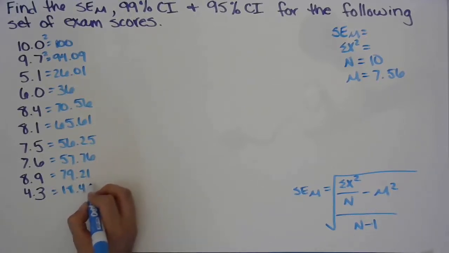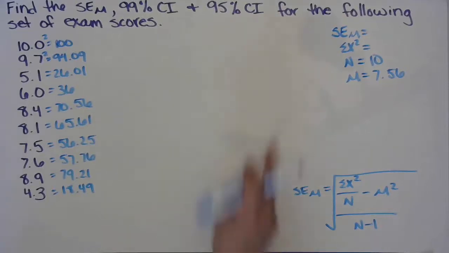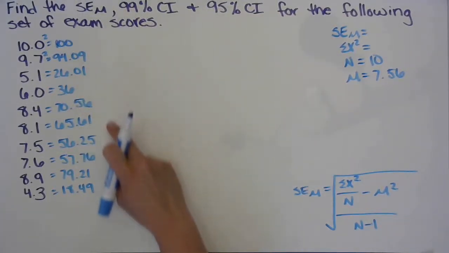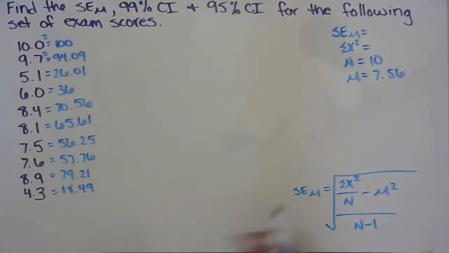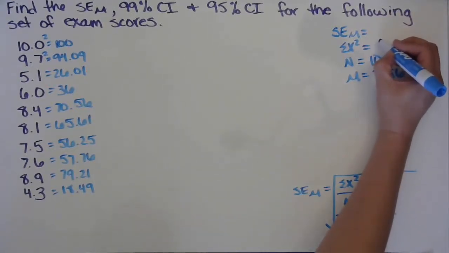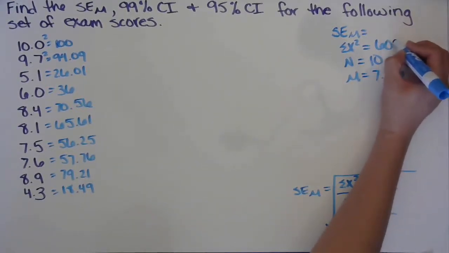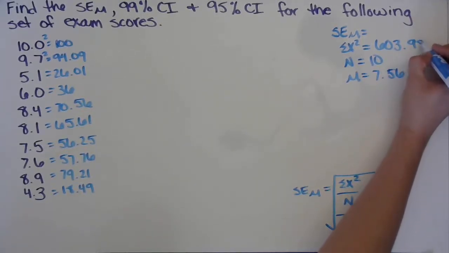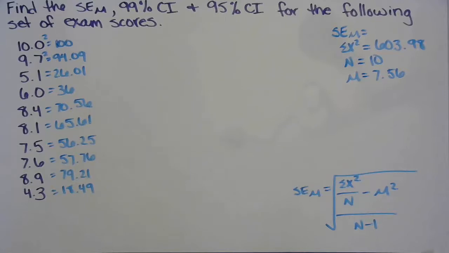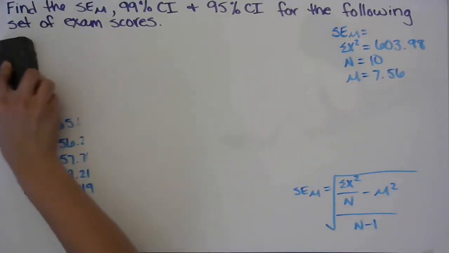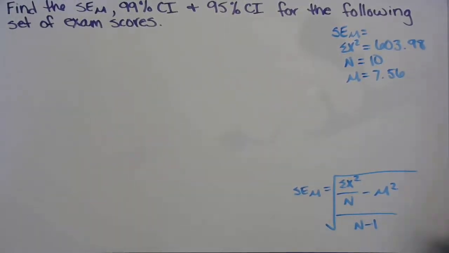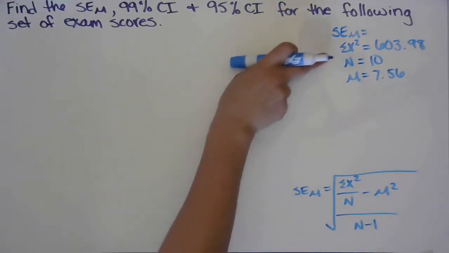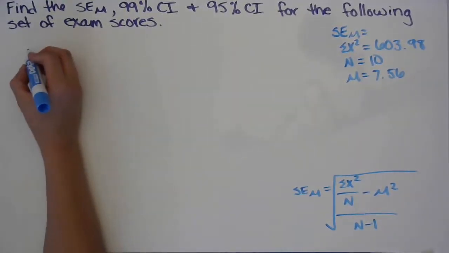Okay, so now that all of those are squared, in order to get this value here, we need to add all of those numbers up. So when you add those up, that is going to give you 603.98. Okay, now we have everything that we need to solve for the standard error of the mean. So let's go ahead and get rid of this, so we have a little bit more room. Okay, so all that we need to do now is just plug the numbers into the equation over here.